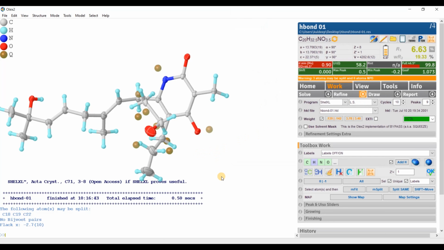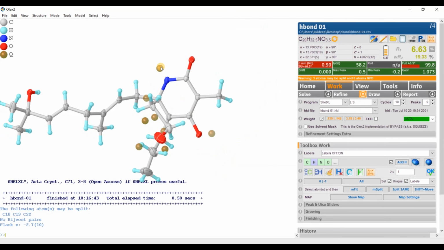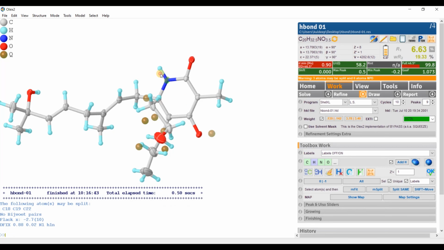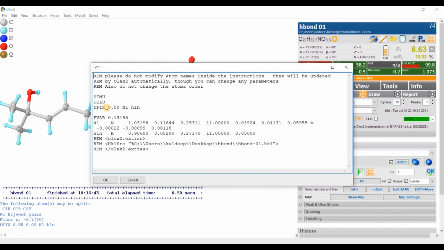Okay, so now let's place the hydrogen. Now select this Q peak and type name H1N and enter, and select this bond and type DFIX 0.88. Now you can see the DFIX is placed on the N1 H1N, and this hydrogen atom lies below this nitrogen atom. If you note here, just copy and paste below the respective atom and type it as minus 1.2.